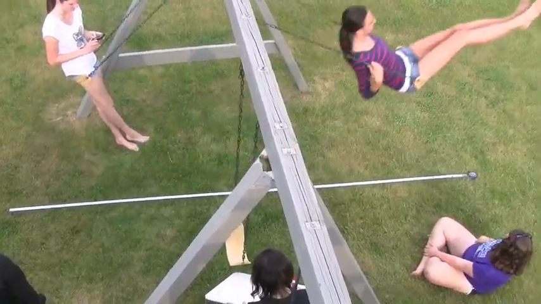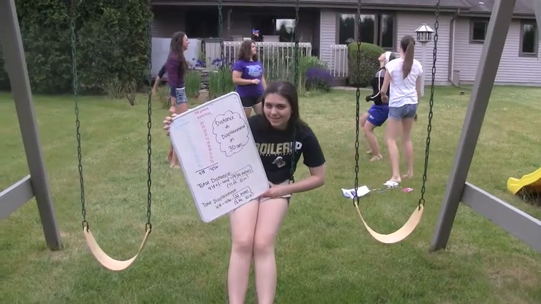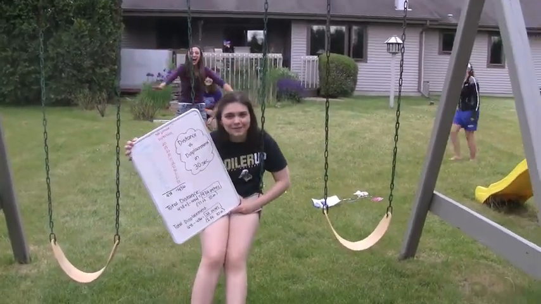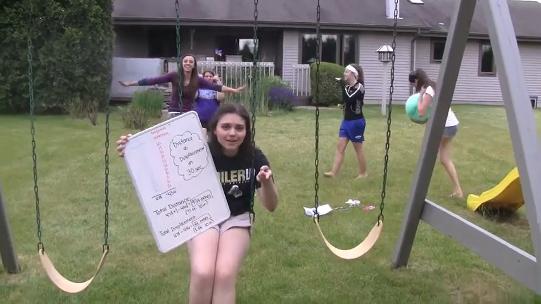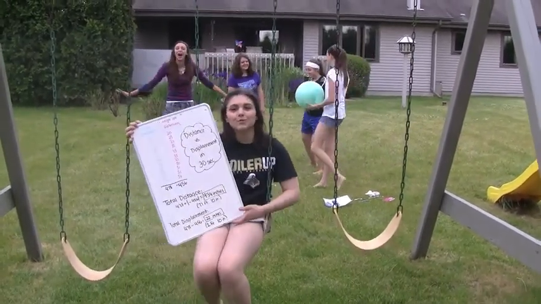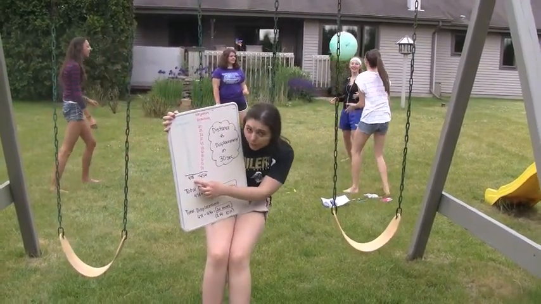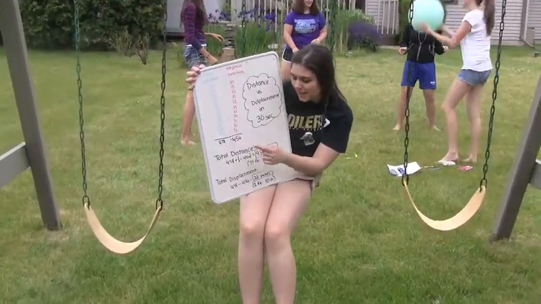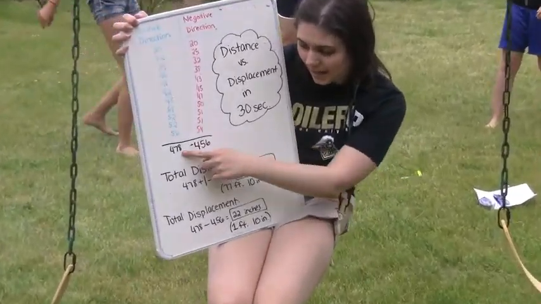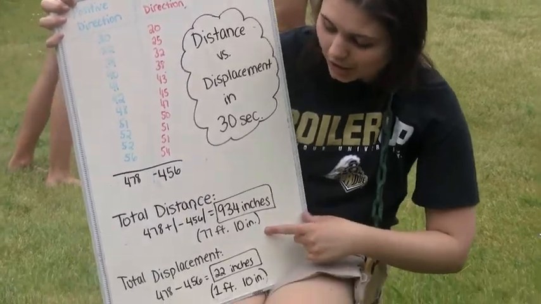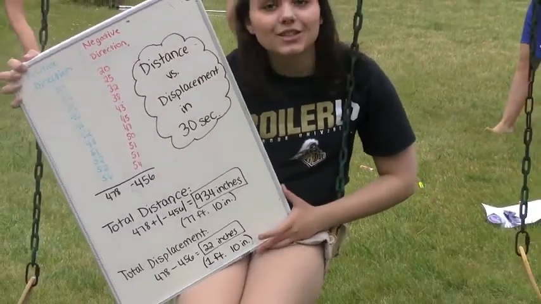132, 8, 134. In this part of the video, we calculated the total distance versus displacement Amanda traveled on the swing. Every time she swung forward, it was a positive distance. Every time she swung backward, it was a negative distance. So by doing this, we got totals for positive distance and negative distance. To get the total distance, we added the positive distance plus the absolute value of the negative distance and got that she traveled a total of 77 feet and 10 inches.